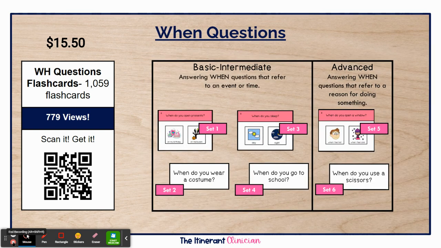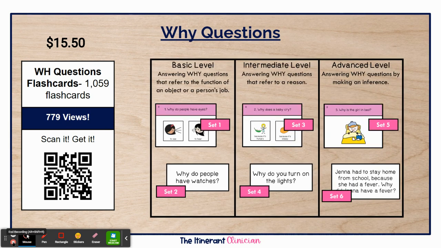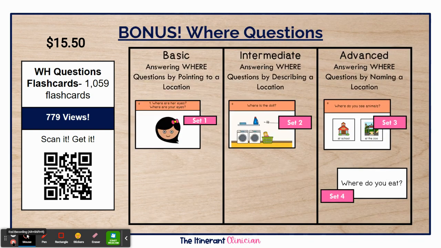And then I do have when questions as part of this bundle. And that is split into 3 groups, which is basic, intermediate, and then advanced. Why questions, which is split into 3 levels: basic, intermediate, and advanced. And then the bonus material, again, are the where questions. And these are also split into 3 levels: basic, intermediate, and advanced. And remember, these where questions are only part of the bundle.